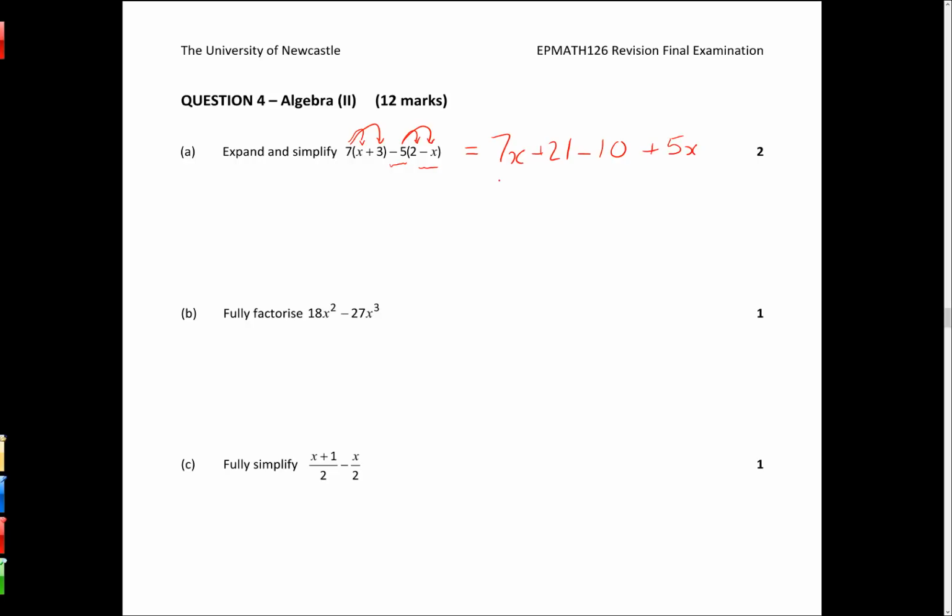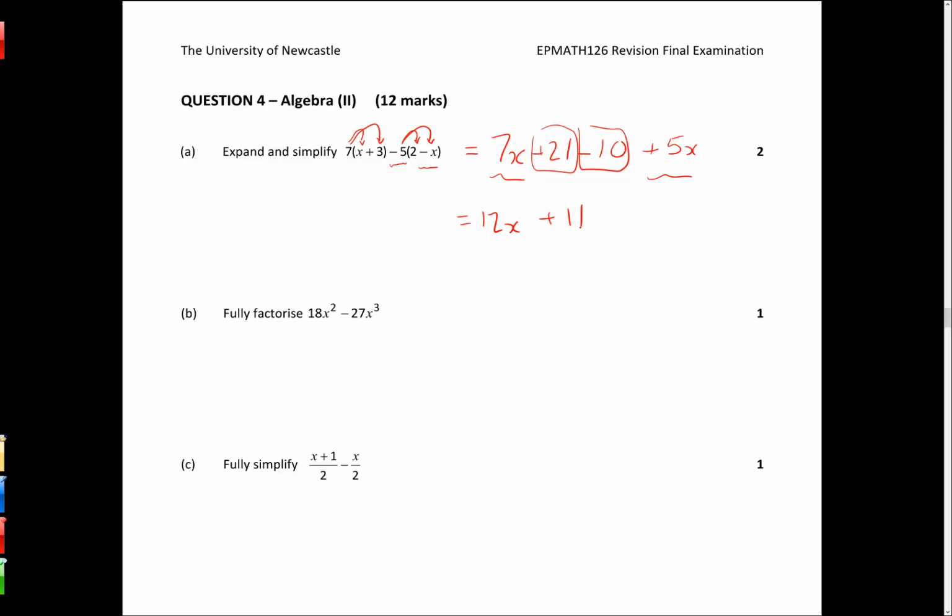Now we've got some like terms. I've got a 7x here and a plus 5x, so that's 12x's all up. I've got a plus 21, got a minus 10, which is just plus 11. 21 take 10, and that's plus 11. Done.